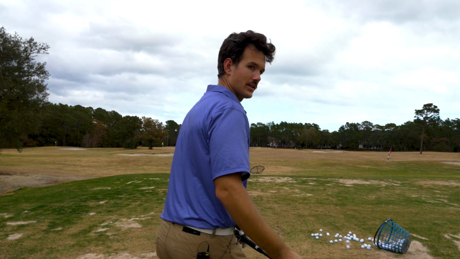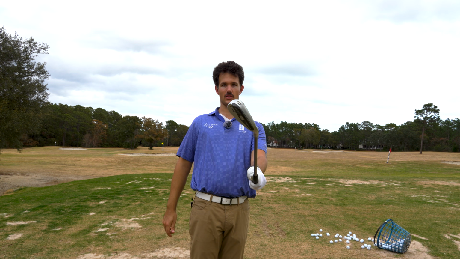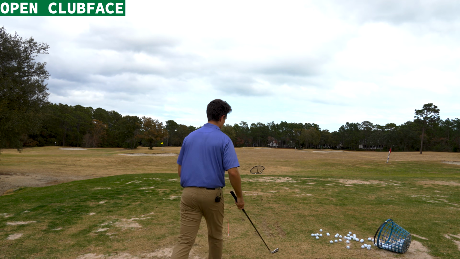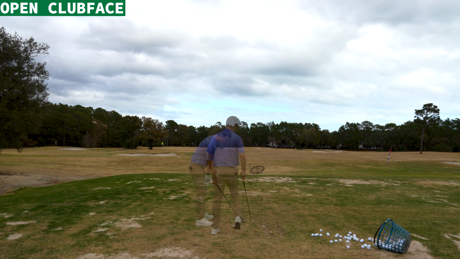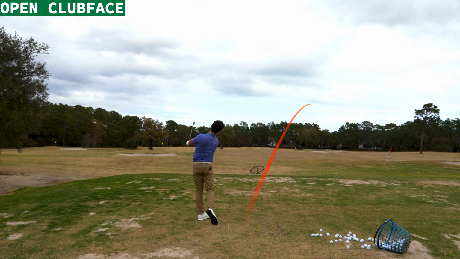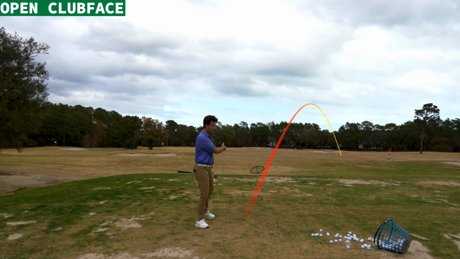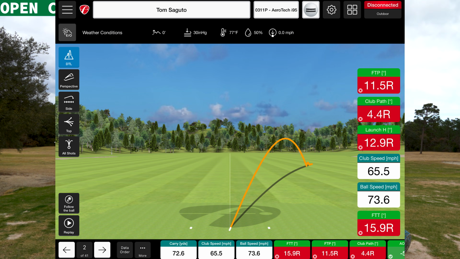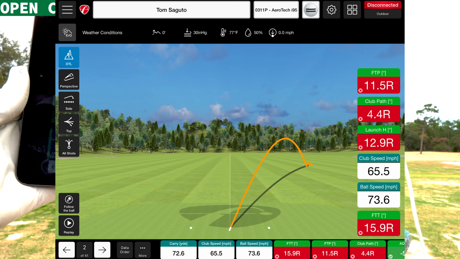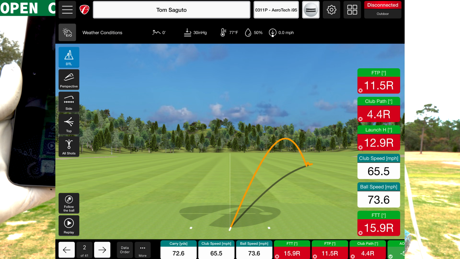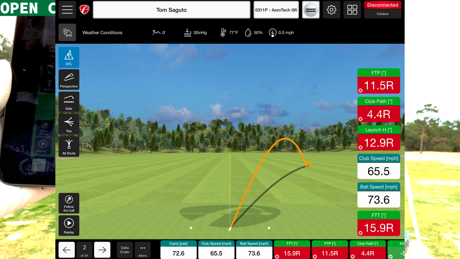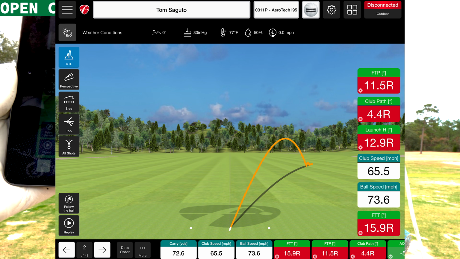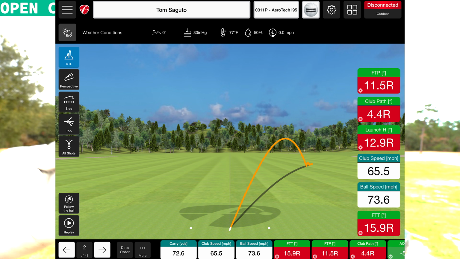Now I'm going to change the club face angle to be open, and I'm going to take a normal swing, same swing as before, face to the right, not changing my swing at all. That ball started well off to the right. And if you look, you'll see the club face was 16 degrees open to the right of the target. And that's the ball start direction.